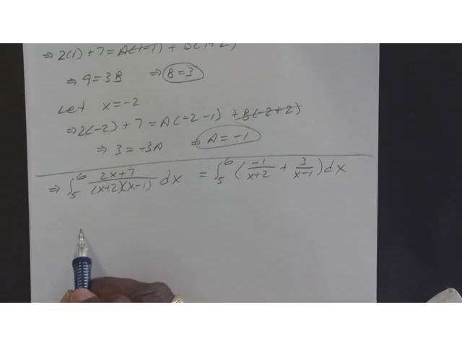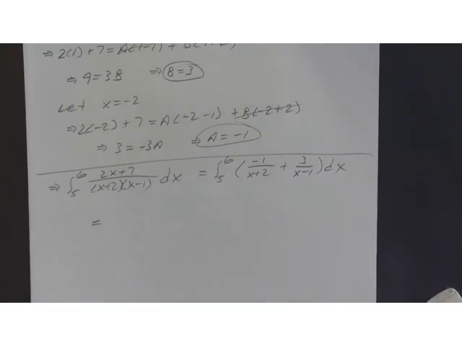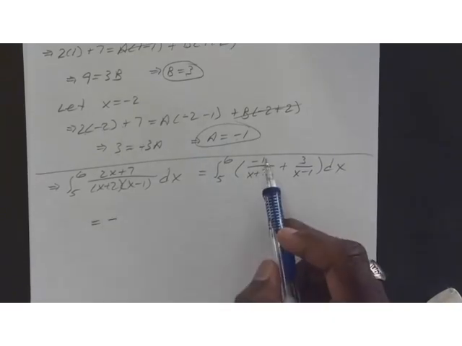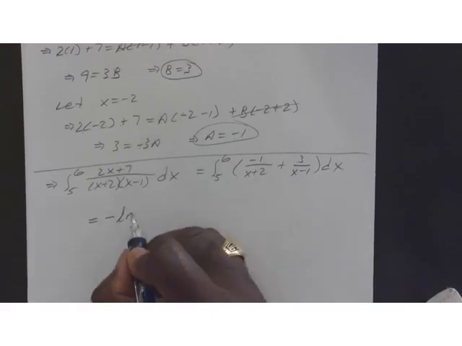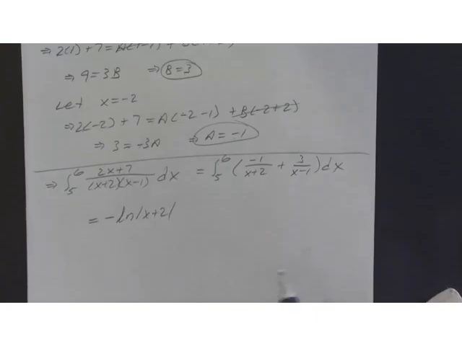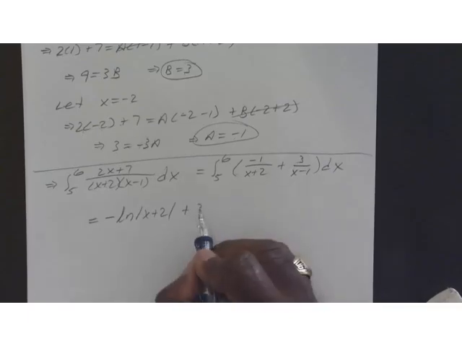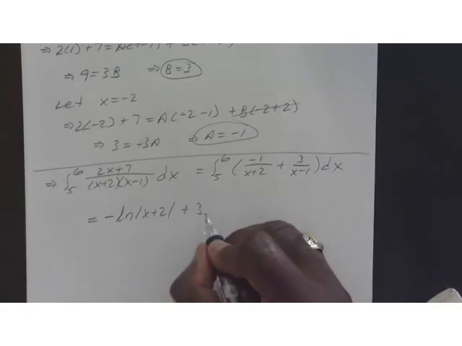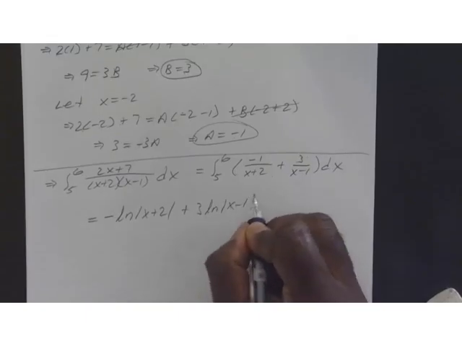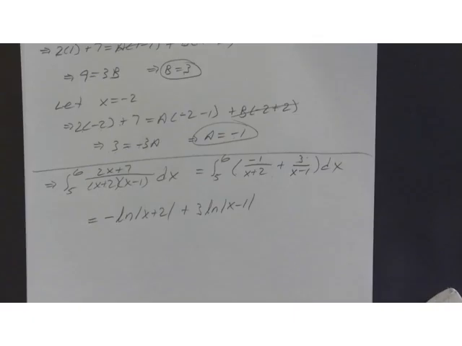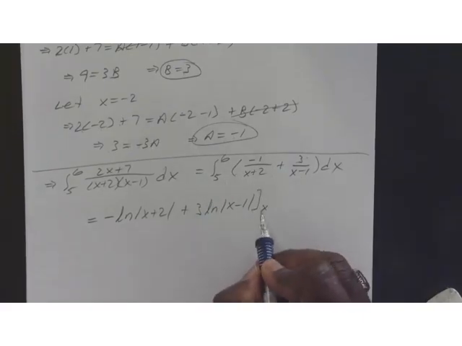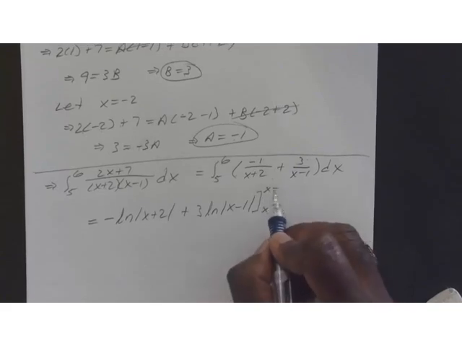Okay, so I'm just going to move the equal sign over here because I know this is going to get a little longer. So if we factor out that negative 1, the integral of 1 over x plus 2 is just the natural log of x plus 2. Plus, take the 3 first and factor that out. Take the integral of 1 over x minus 1. That's just the natural log of the absolute value of x minus 1. And we don't need the plus c because it's a definite integral. So we know that's from x equals 5 to x equals 6.